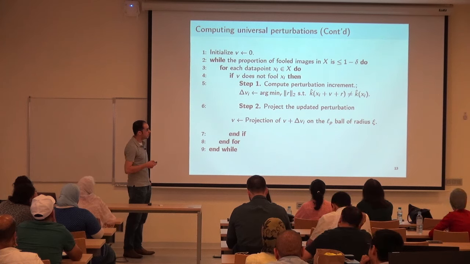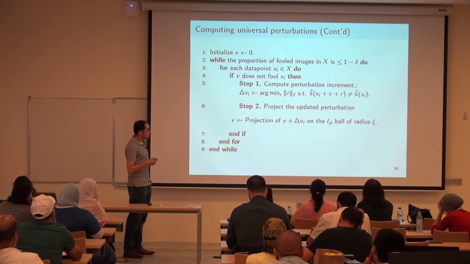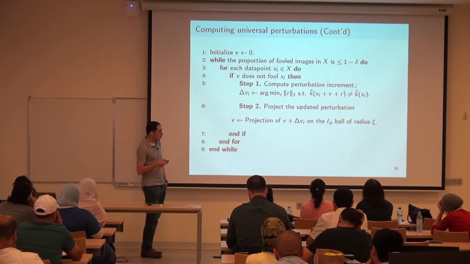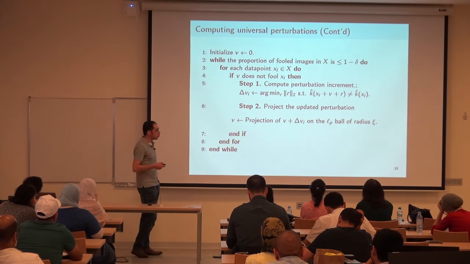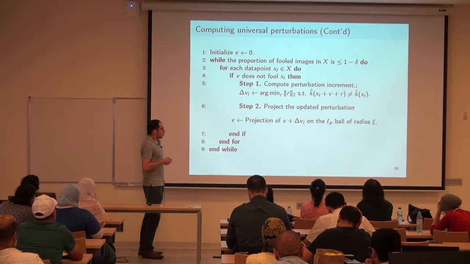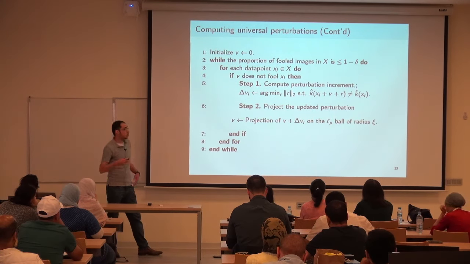I'm searching for this R in such a way that if I add this R to V, I get misclassification. Okay? This is delta V, and then I make sure that V plus delta V, my new perturbation, is sufficiently smooth. In order to do this, I project V plus delta V on the Lp ball of some radius psi.